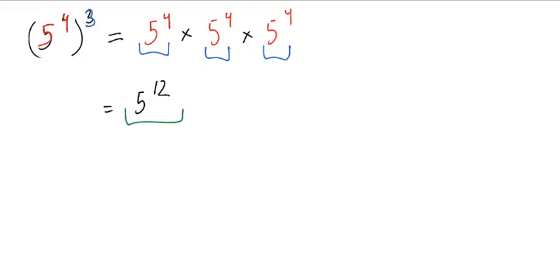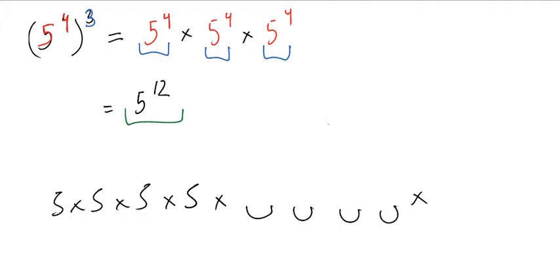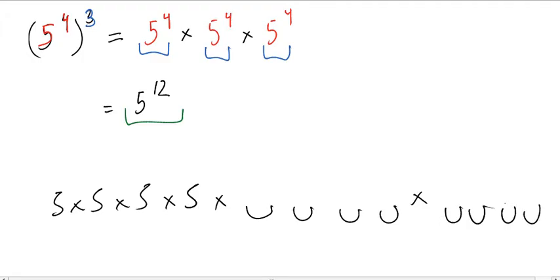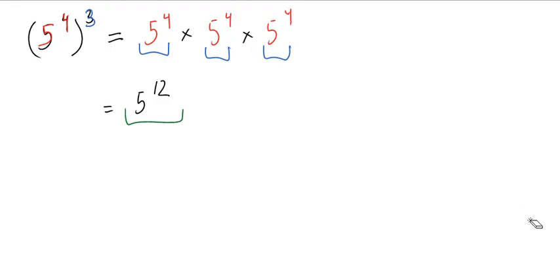Why? Well, we looked at this in our previous videos. We said that 5 to the power of 4, for example, would be 5 times 5 times 5 times 5, times another 4 fives, 1, 2, 3, 4 more, times another 4 more. Therefore you're really just adding 4 more each time, so you can just add them up like that. So we have 5 to the power of 12, that's our answer.